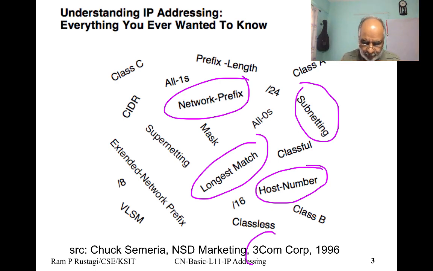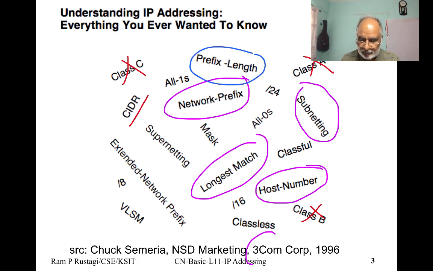Earlier we had class A, class B, and class C. These classes have gone away, and today for IP what is followed is classless routing, classless addressing, which is also called CIDR, classless inter-domain routing. So we'll look at those, and that's where the network prefix, prefix length, and subnetting all come into the picture.